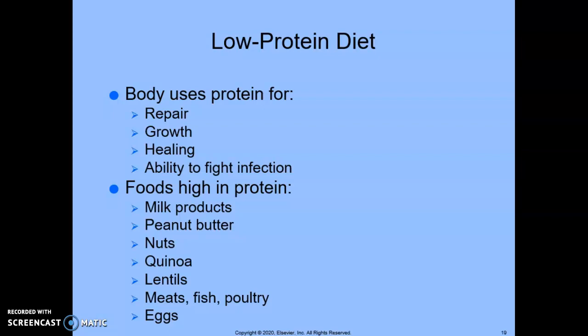So high amounts of protein can be found in quinoa, nuts, peanut butter, eggs, meats, fish, poultry. And so looking at all of those things in a low protein diet, we give them a list of foods like this to avoid.